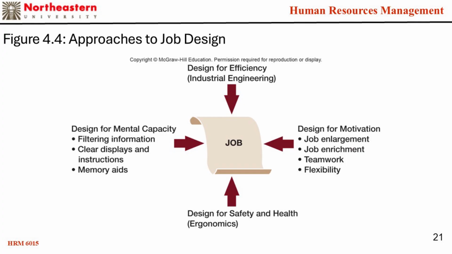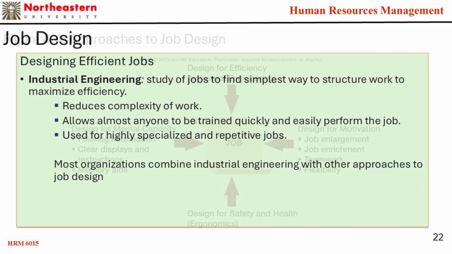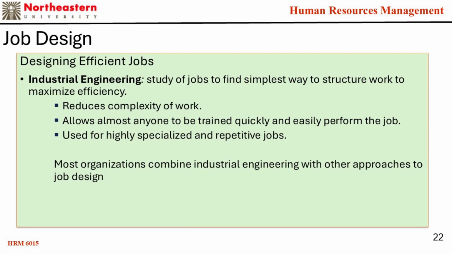The next slide I'm not really going to go through, but it does illustrate everything that goes into the job. You want to design for mental capability or capacity, design for efficiency, design for motivation, and design for safety and health, which is ergonomics. We're going to go through each of these in individual slides later. You want to design efficient jobs because if the job makeup is designed efficiently, that means you're going to be using the least amount of resources to get the task completed.